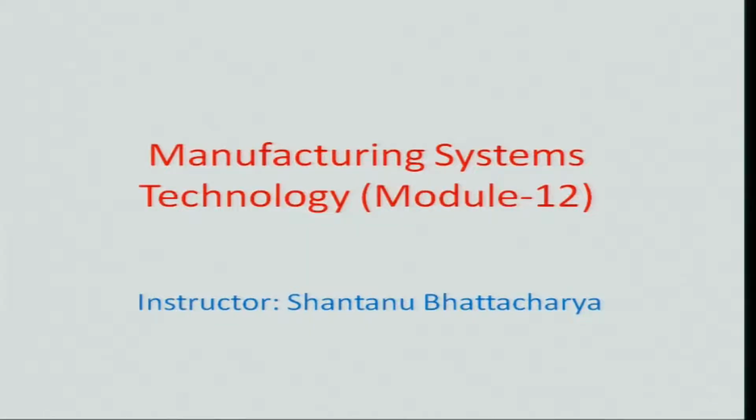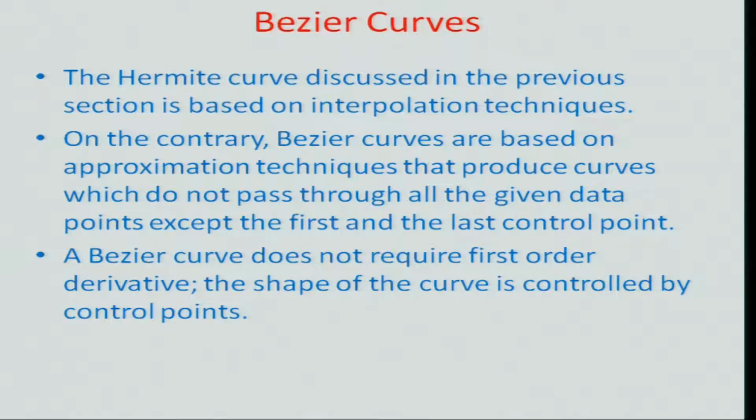Hello and welcome to this Manufacturing Systems Technology module 12. In the last module we discussed how to fit the Hermite cubic spline polynomial to 2 points, and did a practical example where we mapped 2 points with their slopes according to a variety of family of curves, with a variety of different curvatures, plotting those curves between the 2 endpoints.